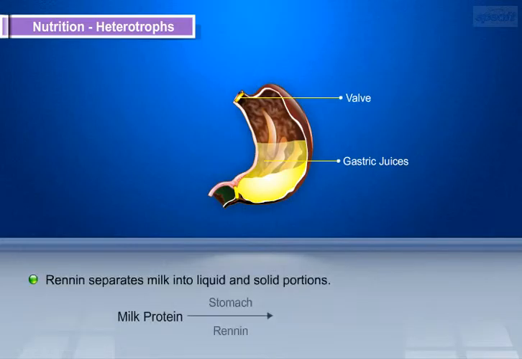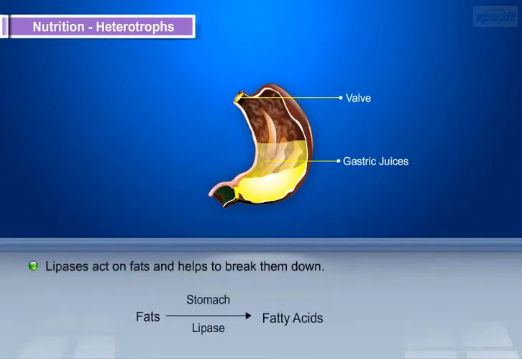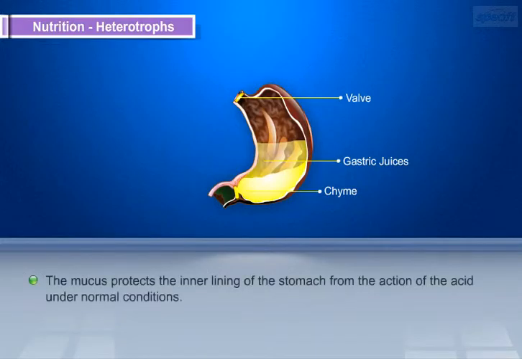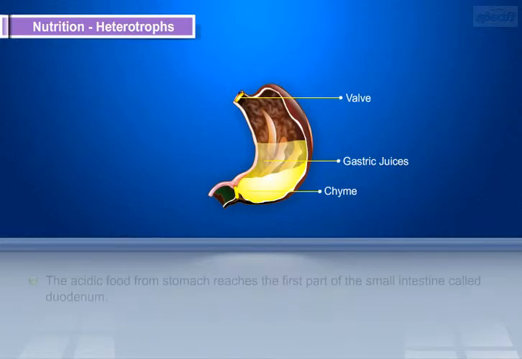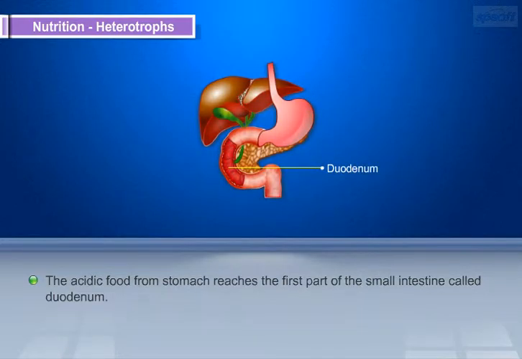Renin separates milk into liquid and solid portions. Lipase acts on fats and helps to break them down. This process continues till the food is turned into a thick liquid called chyme. The mucus protects the inner lining of the stomach from the action of the acid under normal conditions. The acidic food from the stomach reaches the first part of the small intestine called the duodenum.